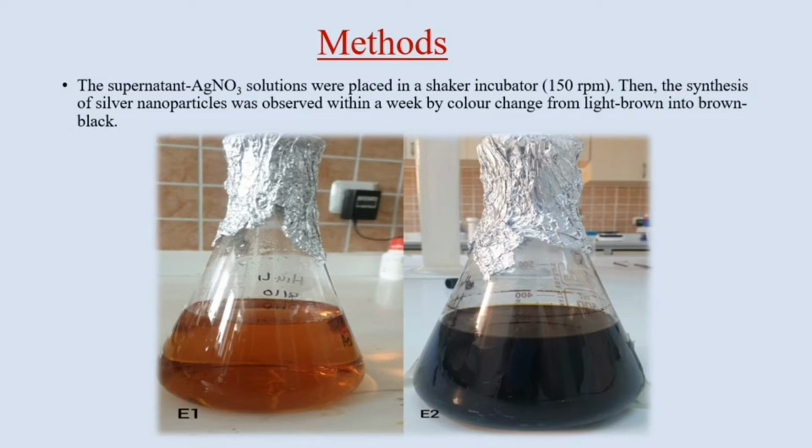The supernatant silver nitrate solution was placed in a shaker incubator at 150 rpm. Then the synthesis of silver nanoparticles was observed within a week by color change from light brown to brown black. If you can see in these two images, E1 represents the supernatant silver nitrate solution before incubating. Within a week, you can see the synthesized silver nanoparticles and the change in color.